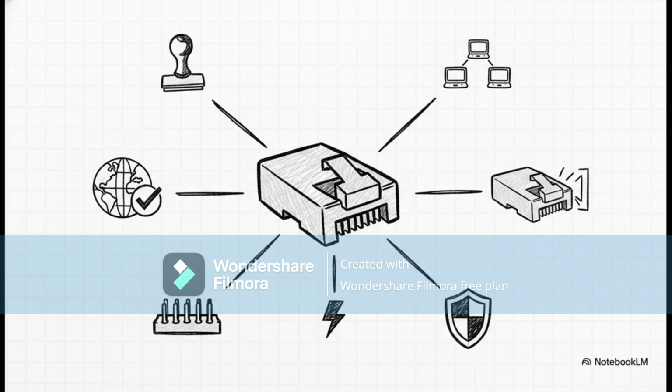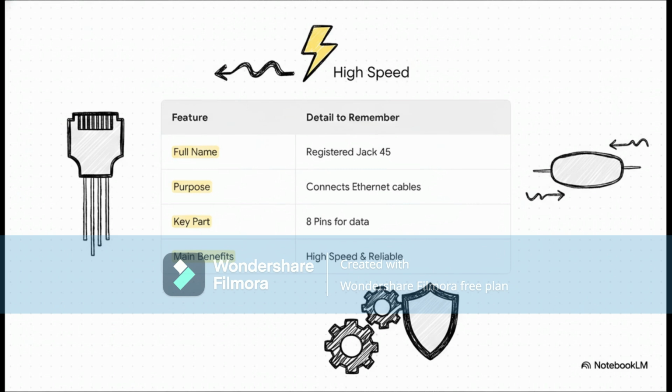Those are its superpowers. And hey, here it is in a super simple table. This is perfect for some last-minute studying. Its full name is Registered Jack 45. Its purpose? To connect Ethernet cables. The key part? Those 8 pins that carry the data. And its main benefits? You got it, high speed and reliability. It really is that simple.